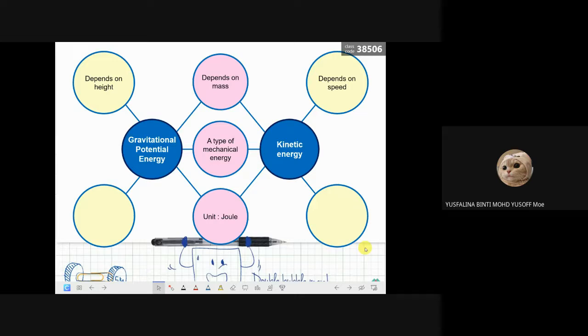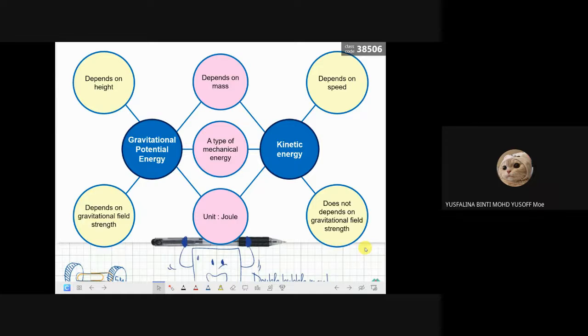So what's the difference? For the gravitational potential energy, it depends on the height. Like I said just now, it depends on the position of the object. So the higher the position, the higher the gravitational potential energy. But the kinetic energy depends on the mass and also the speed.